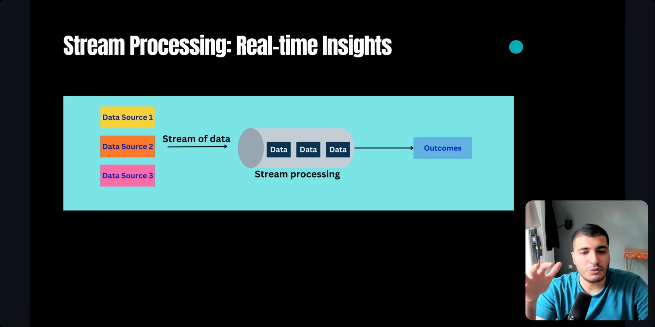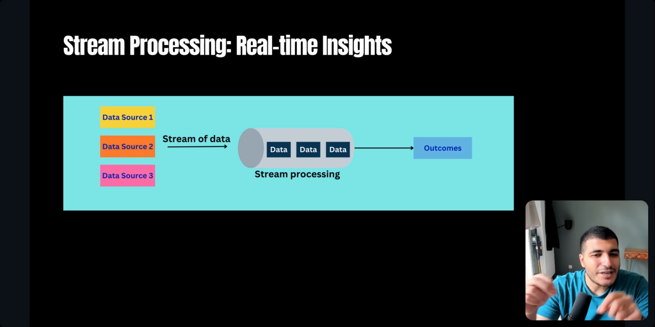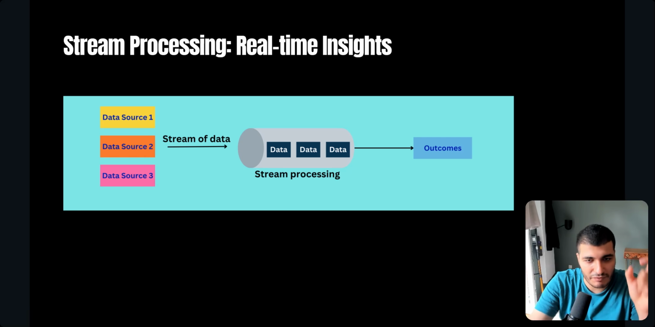Okay. Next, we need to talk about streaming. Let's talk about the mechanism first. In streaming, data is processed incrementally as individual events or small windows of events. Events are processed almost immediately after they are generated.